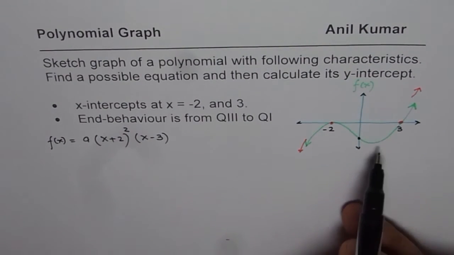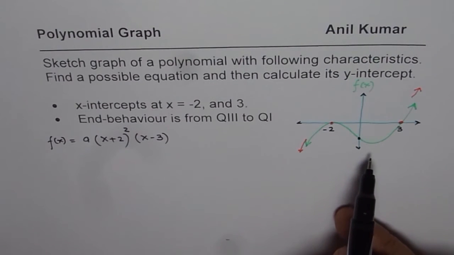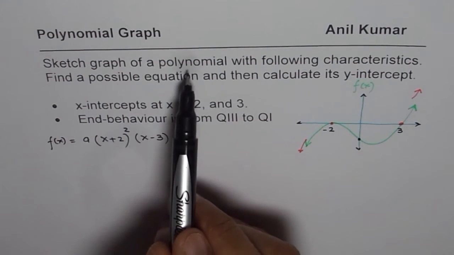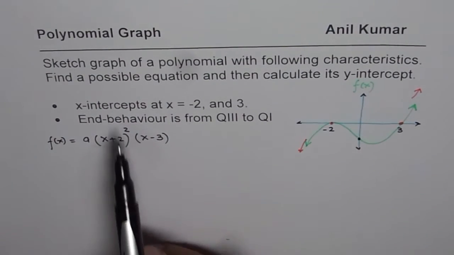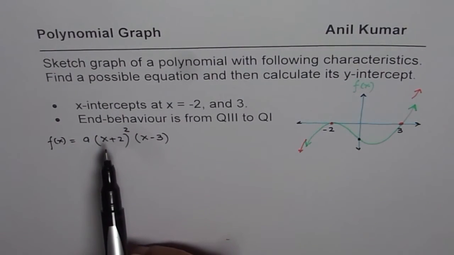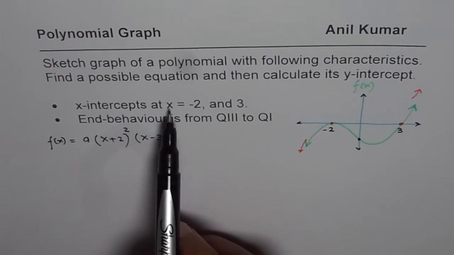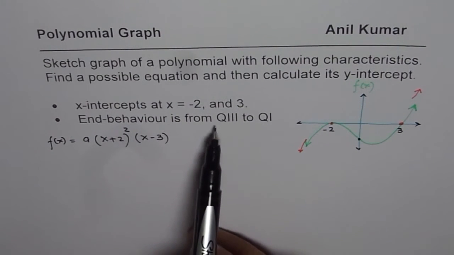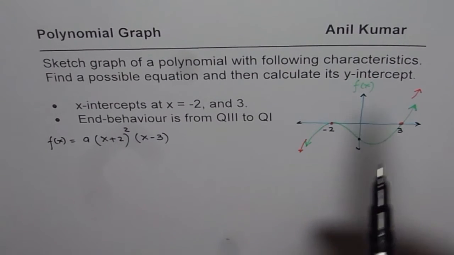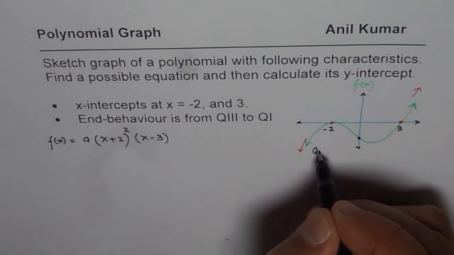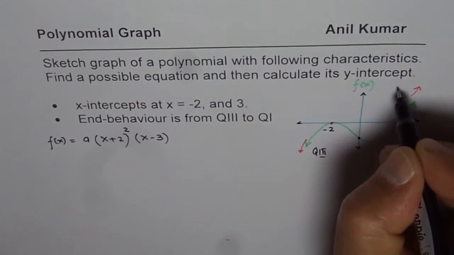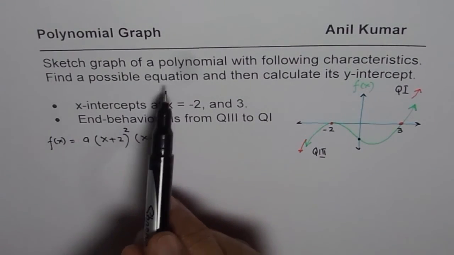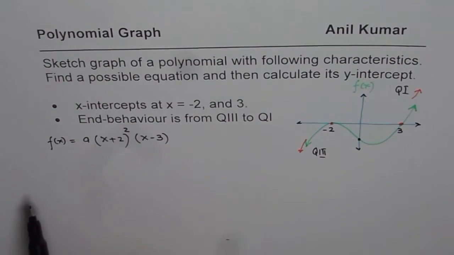So now I hope you understand how to solve such a question. Let's get back to it. Sketch the graph of a polynomial with the following characteristics. The two characteristics given to us are x-intercepts at minus 2 and 3, and end behavior from quadrant 3 to quadrant 1. This is quadrant 3, and that is quadrant 1. That is the end behavior. Find a possible equation.